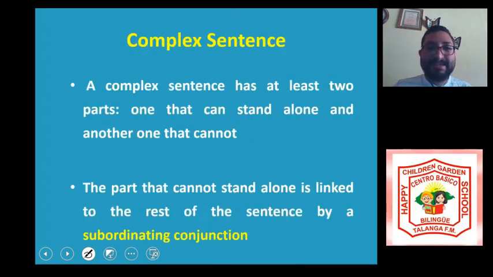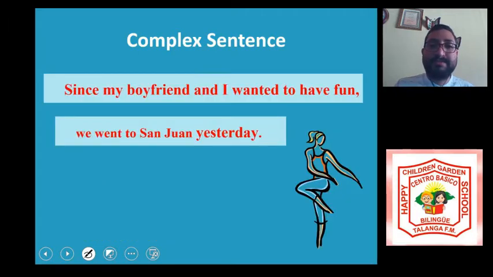Now, the complex sentence. A complex sentence has at least two parts, one that can stand alone and another that cannot. So we have one main part and another that depends on the main part. We call the second one a subordinate clause. For example: since my boyfriend and I wanted to have fun, we went to San Juan yesterday. We went to San Juan yesterday is the one that can stand by itself as a simple sentence.